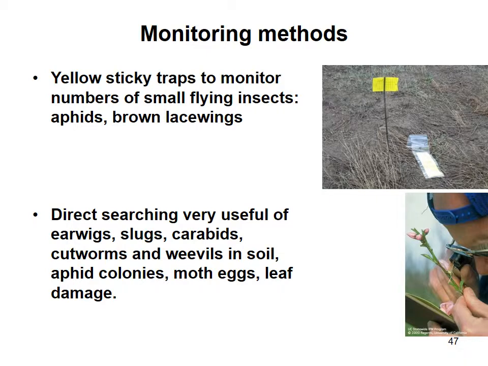Monitoring methods include the use of yellow sticky traps to monitor numbers of small flying insects, including aphids and brown lacewings. Direct searching is very useful for earwigs, slugs, carabid beetles, cutworms and weevils in soil, aphid colonies, moth eggs and leaf damage.